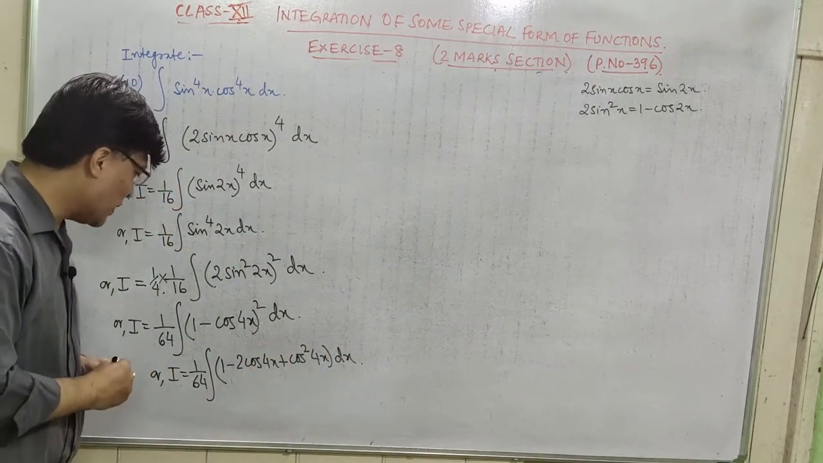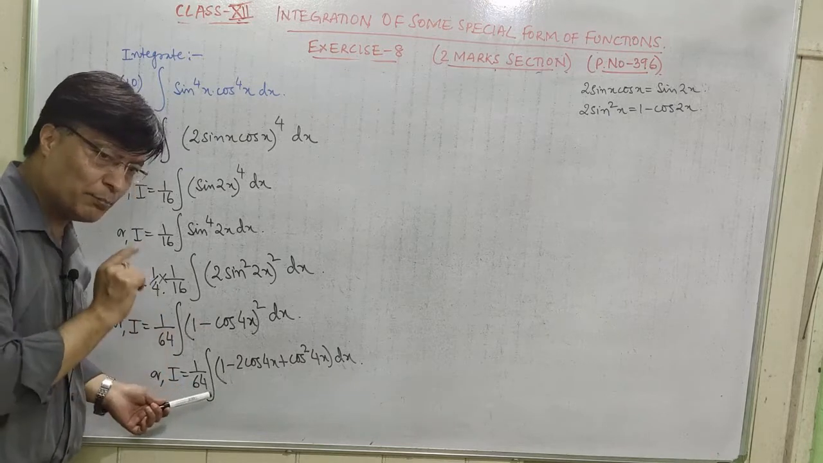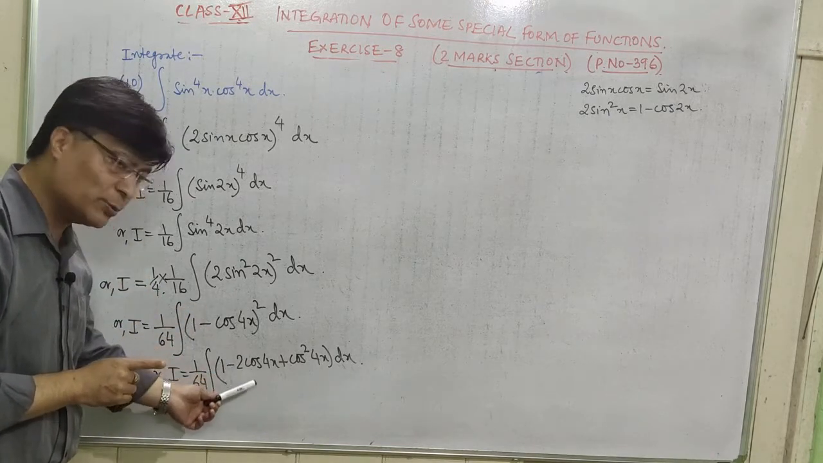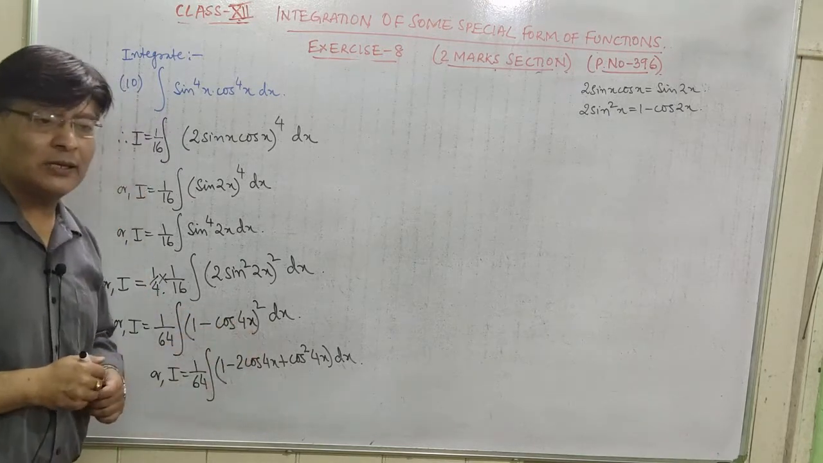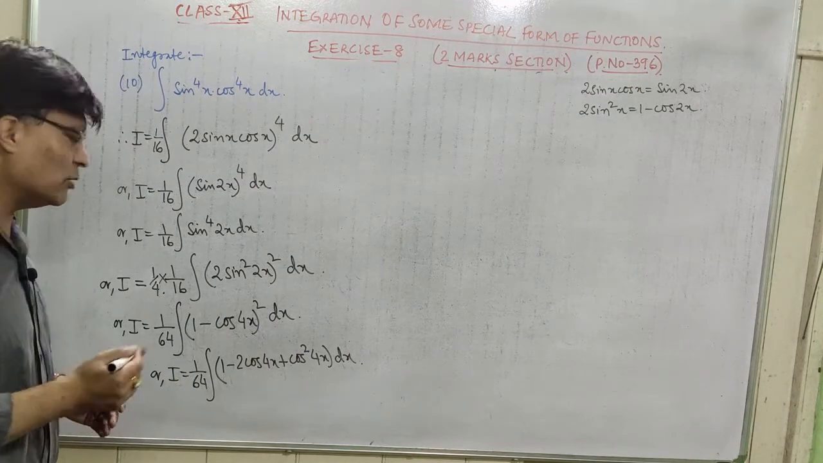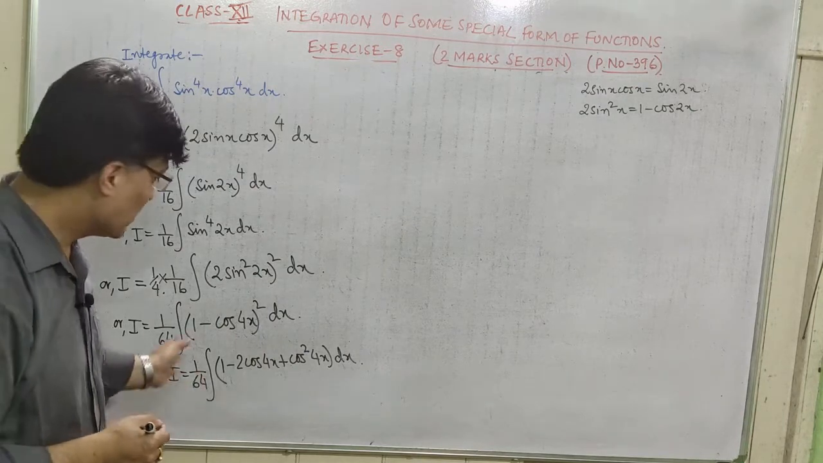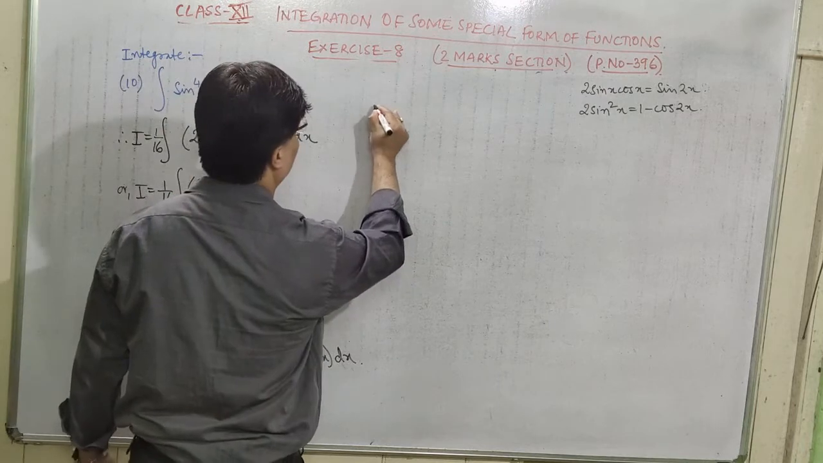Okay, that is a square here is 1 whole square is 1. Minus twice ab, minus 2 cos 4x plus, what is b whole square? It is cos square 4x bracket close, then you should write dx, right? So let us separate the terms now.